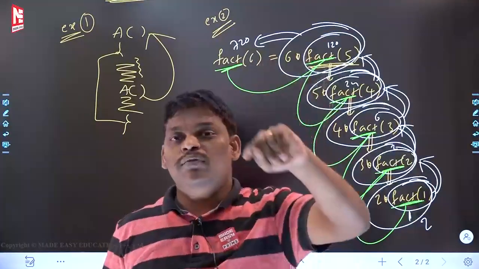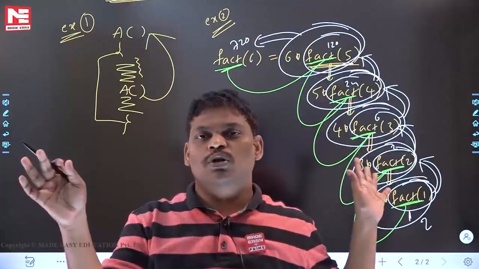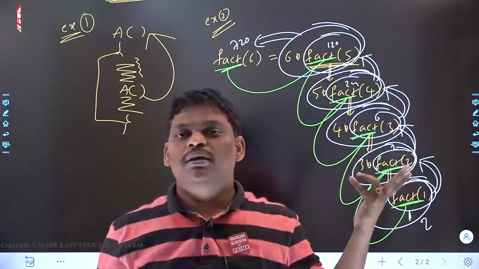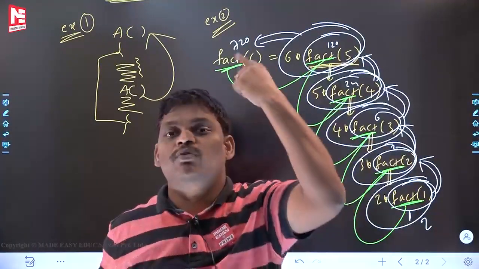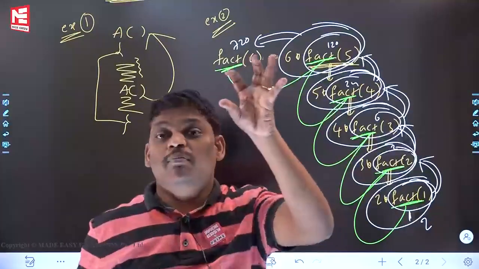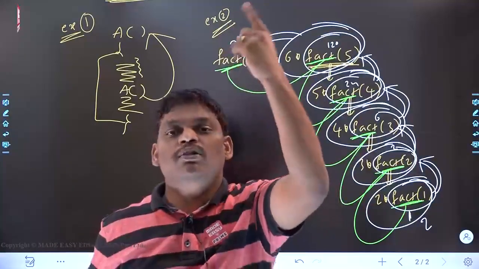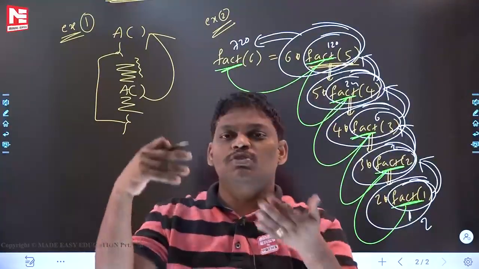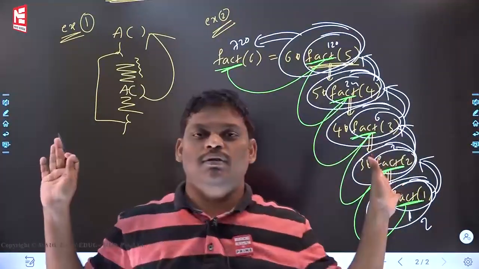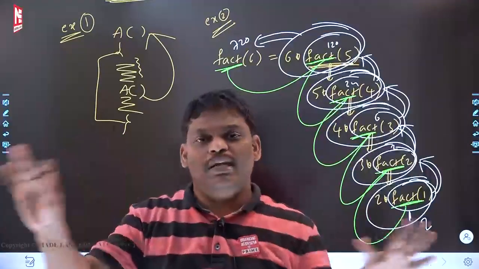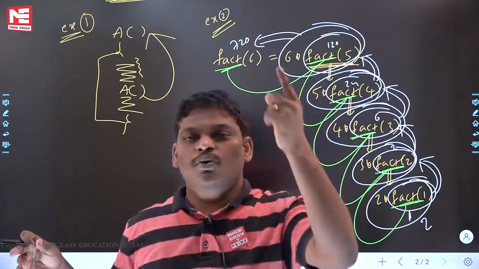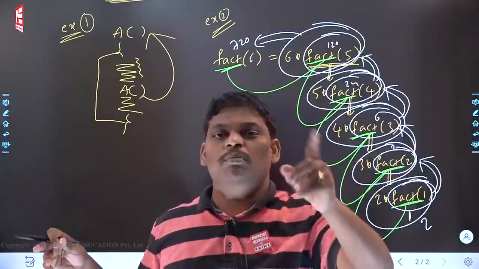That's okay. One more nice definition for recursion is: recursion is nothing but solving a bigger problem in terms of a smaller problem. What is the meaning? Factorial of 6 I am solving in terms of factorial of 5. Factorial of 5 I am solving in terms of factorial of 4. Solving a big problem in terms of a small problem is known as recursion. A function calling itself is known as recursion. That is one definition. One more definition: solving a big problem in terms of a small problem is known as recursion.